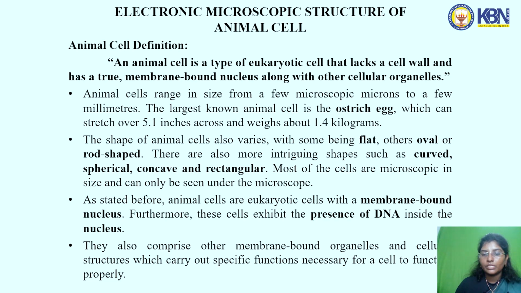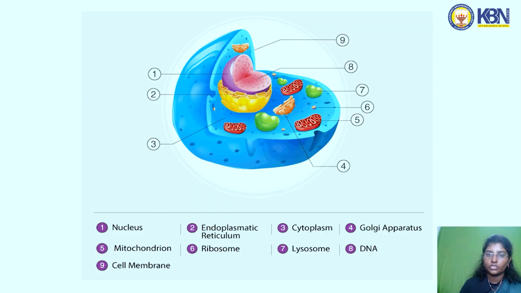Animal cells, being eukaryotic, contain a membrane-bound nucleus and DNA, and they also contain membrane-bound organelles. Each membrane-bound organelle carries a specific function. This is the structure of the animal cell. This is the nucleus, and this is the endoplasmic reticulum. This yellow part is called the endoplasmic reticulum.